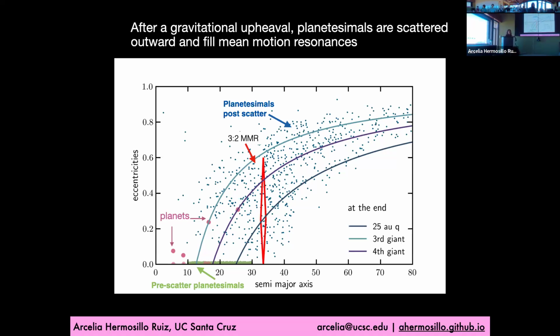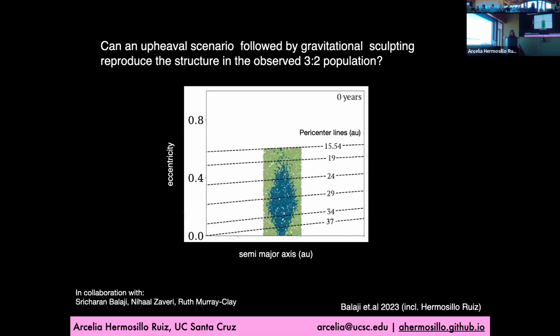So instead, I'm not going to run the upheaval itself. I'm going to start my simulations assuming that that area is populated. That way I get rid of the whole computational expense of running thousands of simulations. Instead, I can just run one really good long simulation with this initial population. And that's what I'm showing here. The population is initialized just around that 3 to 2 mean motion resonance, which is this blue diamond.